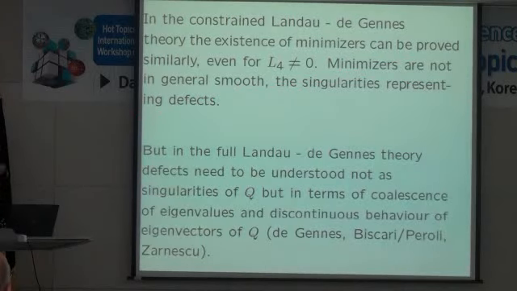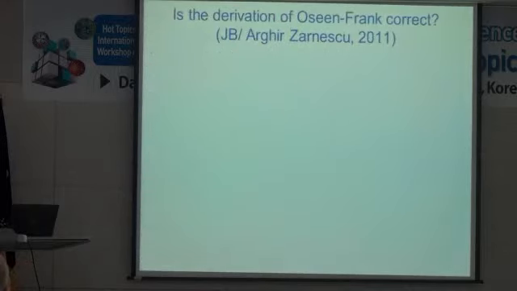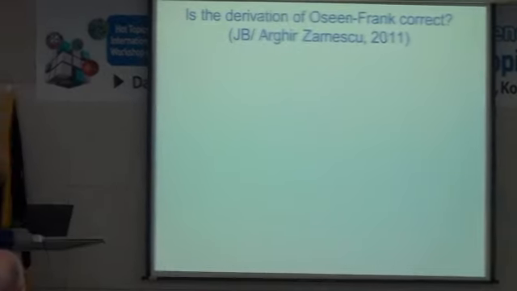But in this full theory, you've got to understand defects in terms of things like the coalescence of eigenvalues and discontinuous behavior of eigenvectors. You can have a Q that depends smoothly on x, but its eigenvectors can have discontinuities when the eigenvalues coincide. There are various people who have investigated this kind of thing. Now, I want to end today with this question as to whether the derivation of the Oseen-Frank theory is correct or not. This is joint work with Arghir Zarnescu.